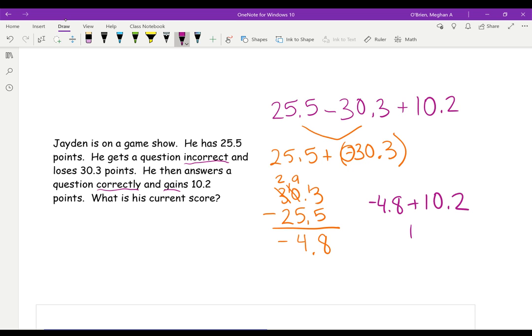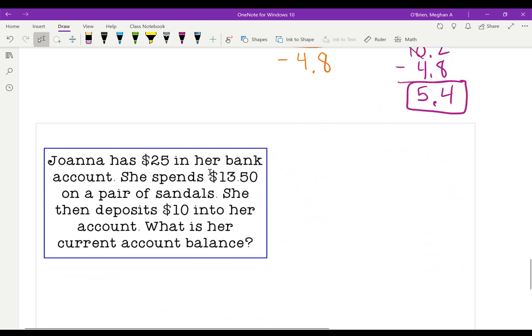But again, I want to find the balance or the difference because when we talk about these zero pairs and these amounts that cancel each other, we want to know what's left over. So here we go. 12 take away 8 is 4. And then 9 take away 4 is 5. And it's going to be positive. So his balance in this video game is 5 and 4/10 points.